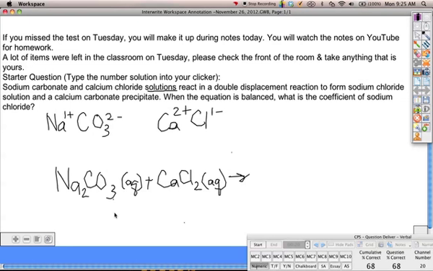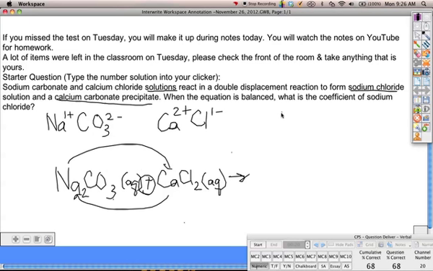Couple things, before I go too far, that people forgot. If you are taking two things and putting them together, make sure you do the add sign. Don't just do one long list of elements. I have to say this compound's being added to this compound. Okay, double displacement reaction means that my metals are going to switch places. So even if it didn't tell me that it was forming sodium chloride solution and calcium carbonate precipitate, I'd be able to figure out most of that anyways.